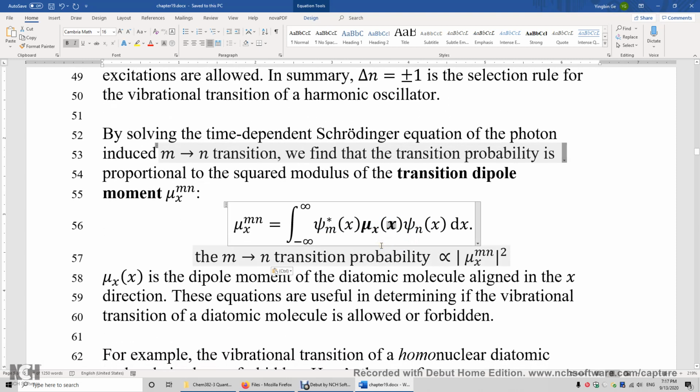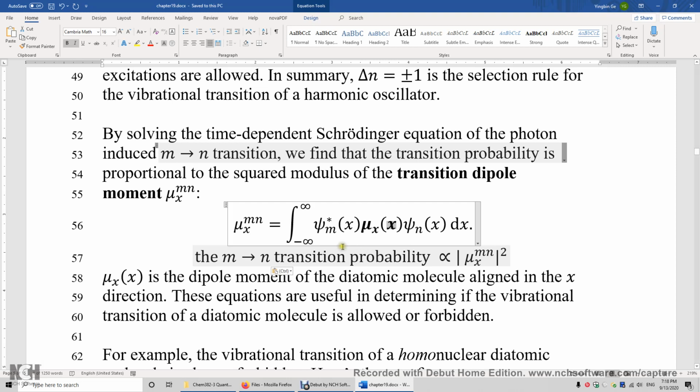Alright, so let's say, for example, HCl has an equilibrium bond distance of 1.275 angstroms. And then this molecule may vibrate. The distance may change to 1.276 angstroms. So x is 1.276 minus 1.275. You get 0.001 angstrom. That's the displacement.